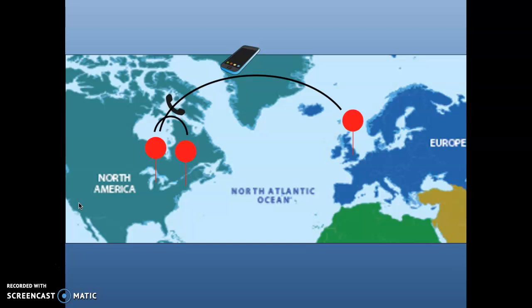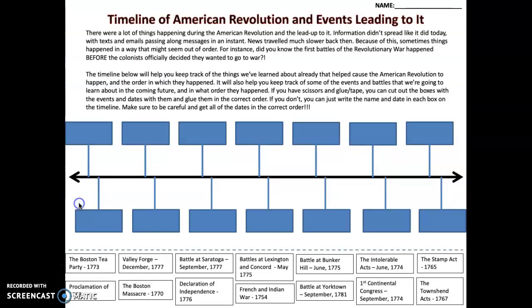But back then, information traveled slowly. It had to cross the ocean on a boat and it took months. Or a horse and a buggy had to take it up the coast and it took weeks. Information traveled slowly. Because of this, some things happened in a wacky order.